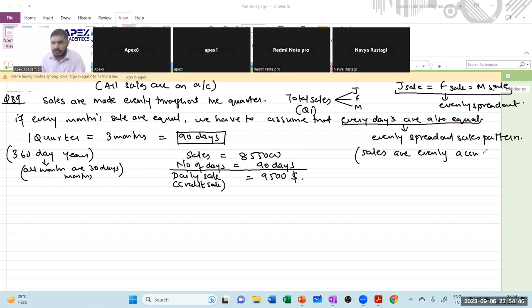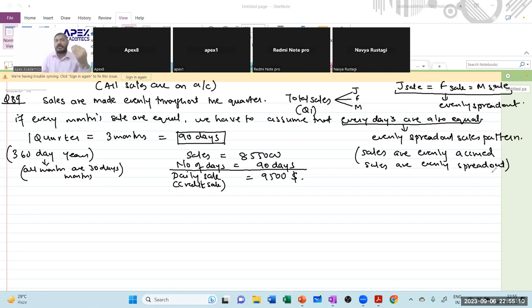So they can use the words sales are evenly accrued, sales are evenly spread out. These are the words that they can use. Apart from this, generally at your examination level, no other separate words tend to be used. Right, guys? This shows that every day your sales are 9,500.